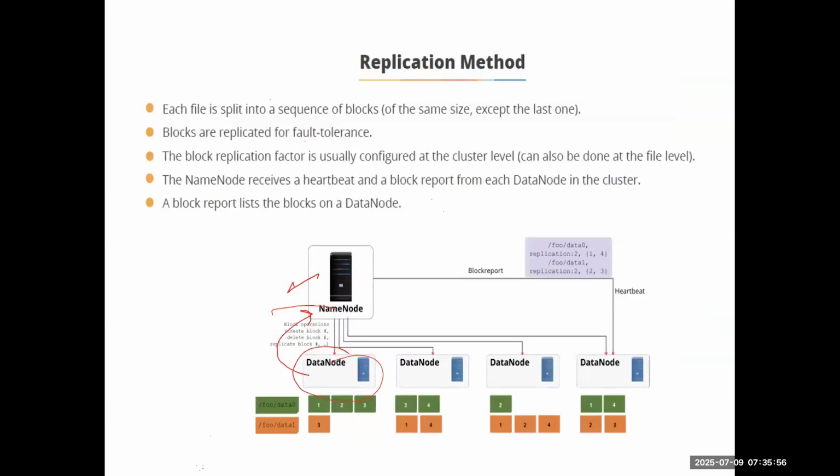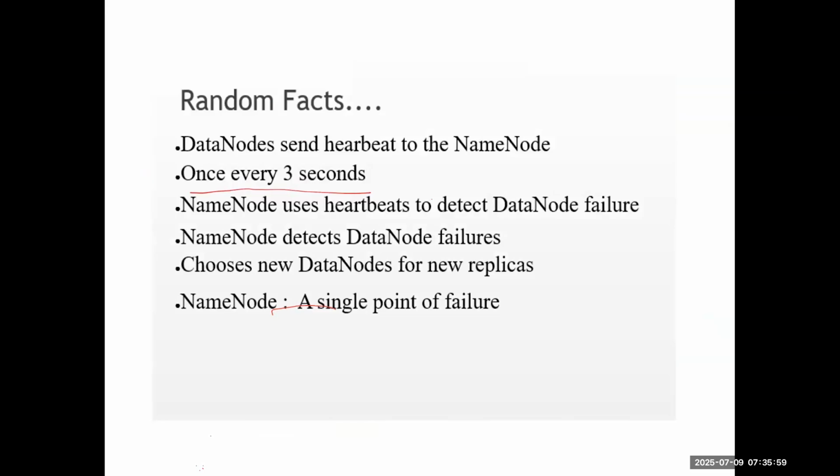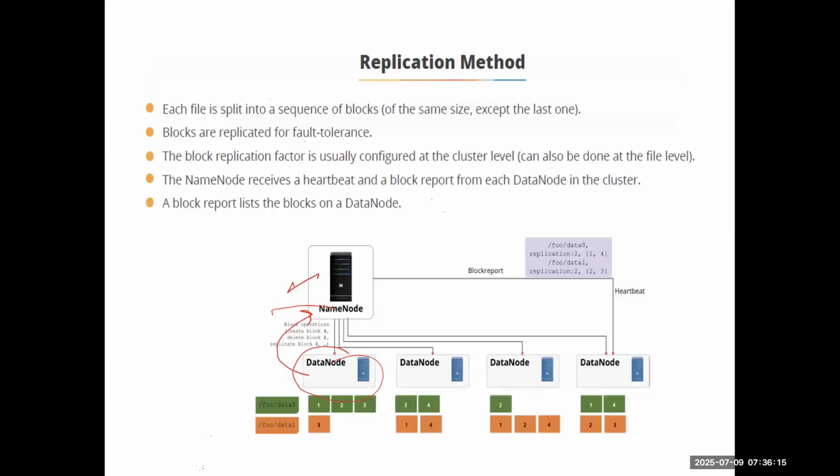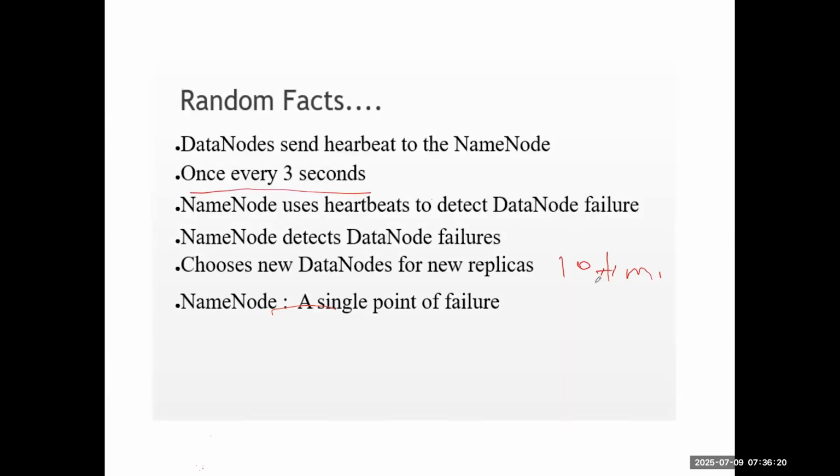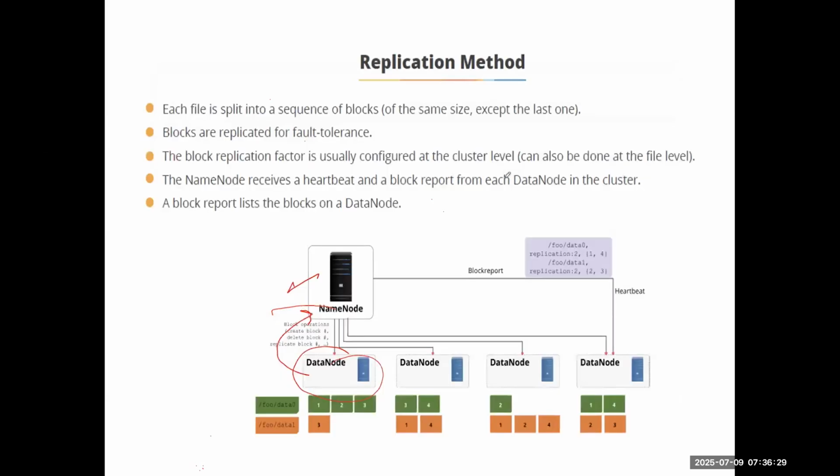Once the name node stops getting the heartbeat, it will wait for some time. I have not mentioned it here. I think it sends every 3 seconds and it will wait maybe 30 seconds or some minutes. I'm not sure about its configuration. But it will wait for the assigned time. Let's suppose I have configured it to wait for 5 minutes. If it doesn't get the heartbeat in those 5 minutes, it marks it as a deactivated or faulty node.